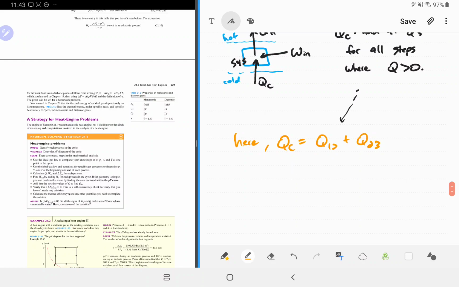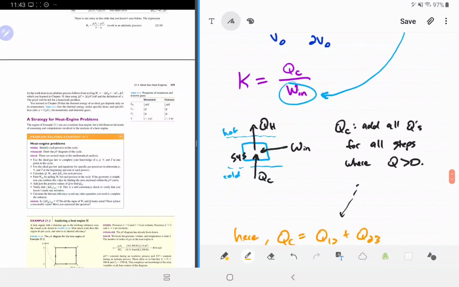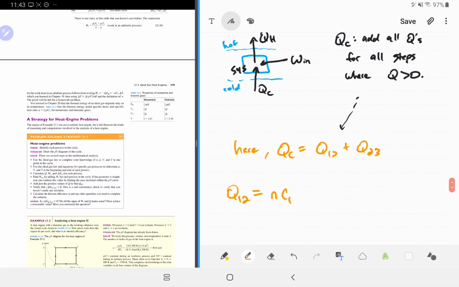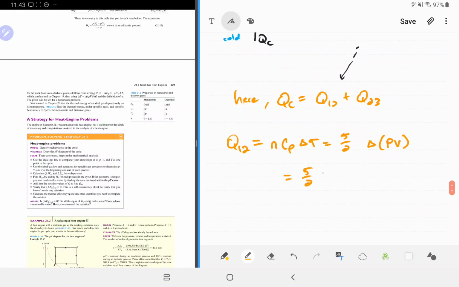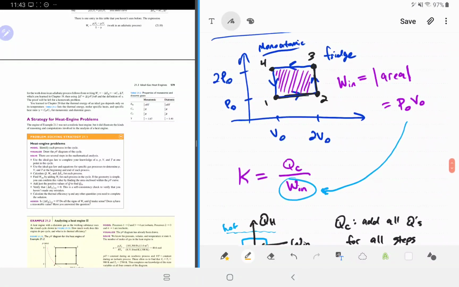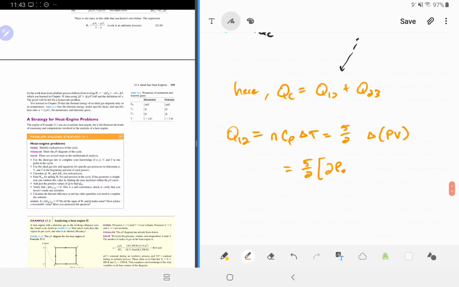So again, the steps involved here, because the paths are isochoric and isobaric, it's going to be a similar type of computation as what we did before. So here Q12 would be nCp delta T. So this is 5/2 R delta T, oops, bring the R in to write delta PV. So this would be 5/2. P final, V final is 2 P naught V naught, and the initial one is P naught V naught. So this is 2 P naught V naught minus P naught V naught, is 5/2 P naught V naught.